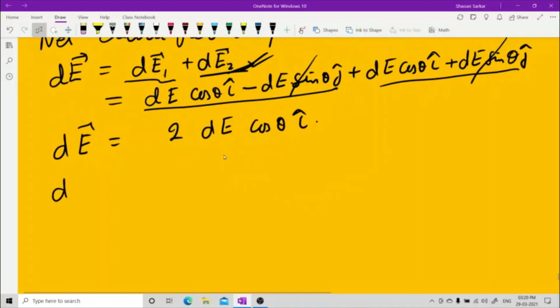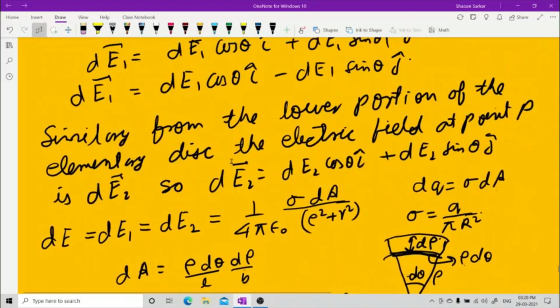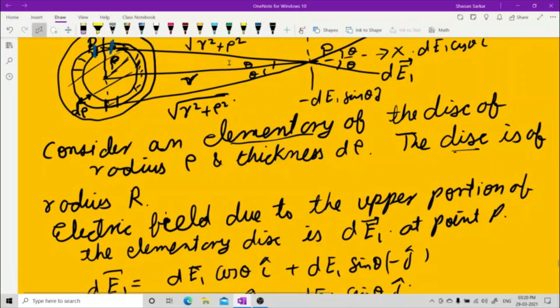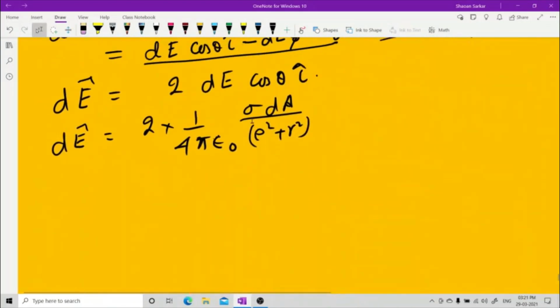Now see, dE is equal to 2 into 1 by 4 pi epsilon naught, sigma dA upon rho square plus r square, times cos theta. What is cos theta? You can see cos theta from the figure. This is your theta. Cos theta is base upon hypotenuse, r upon under root rho square plus r square, to the power of 1 by 2. And this is i cap.